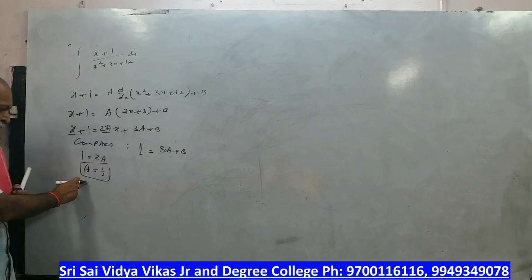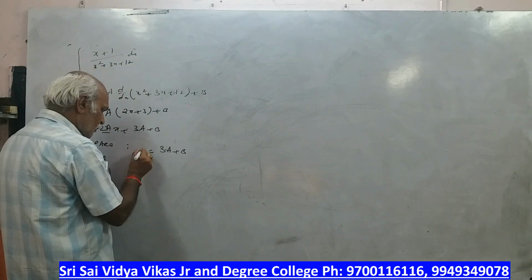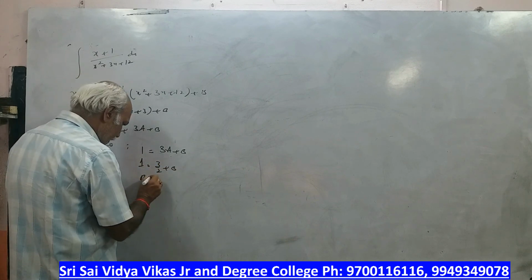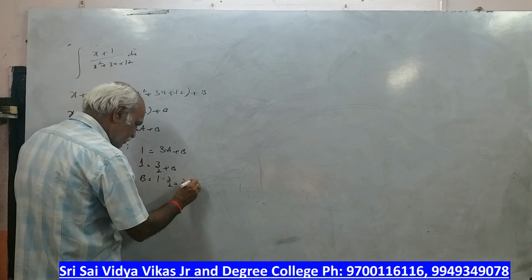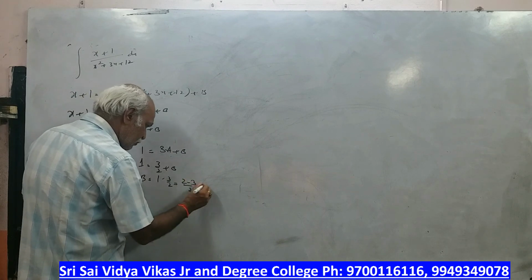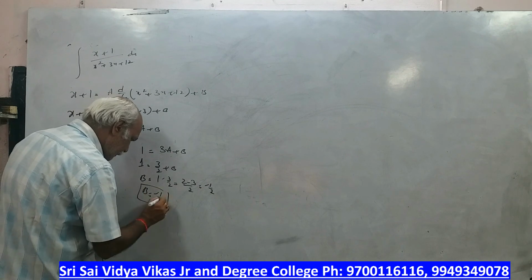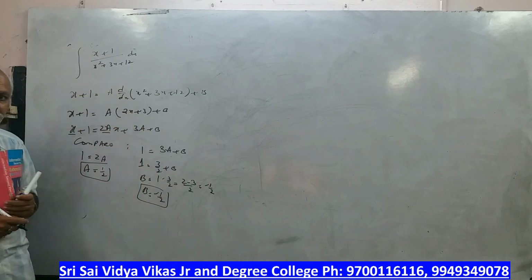Okay, already you got the a value, how much, sir? 1 by 2. So 1 is equal to 3 by 2 plus b. Therefore b is equal to 1 minus 3 by 2, 2 minus 3 by 2. So how much does it become? Minus 1 by 2. So what is the b value? A value 1 by 2, b value minus 1 by 2.